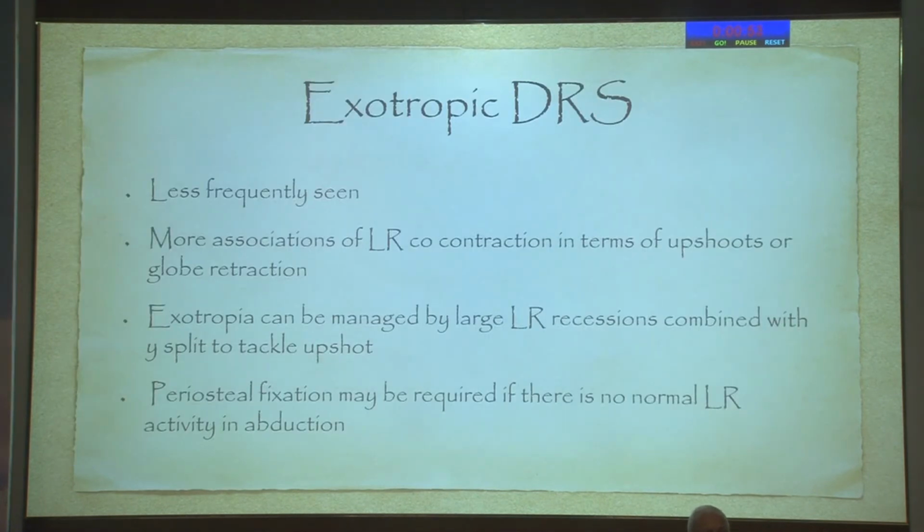Exotropic Duane's is less frequently seen. More associations of lateral rectus co-contraction are present in these entities. And exotropia can be managed by large recession, really large recessions. Sometimes you may have to combine it with a Y-split if there is a really severe upshoot. Again, periosteal fixation may be required if there is absolutely no normal lateral rectus activity in abduction.